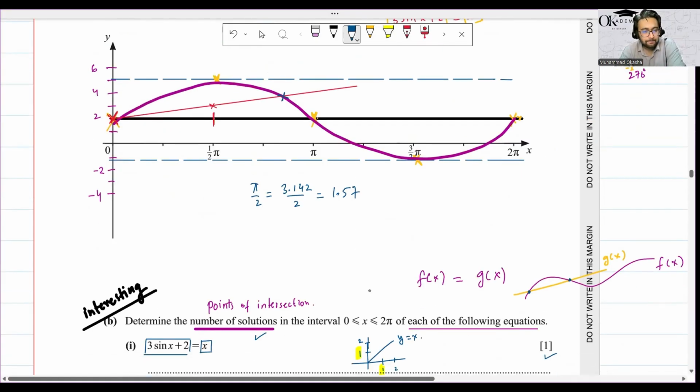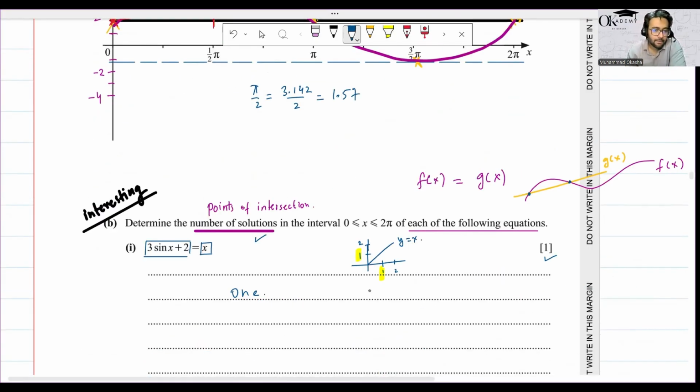Make sense? This was the graph, and this was a straight line. When the straight line passes through the graph only once, that tells me there's only one solution.